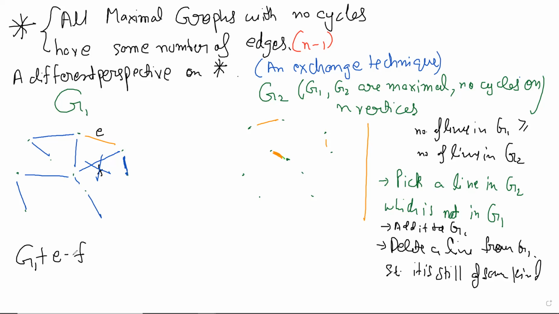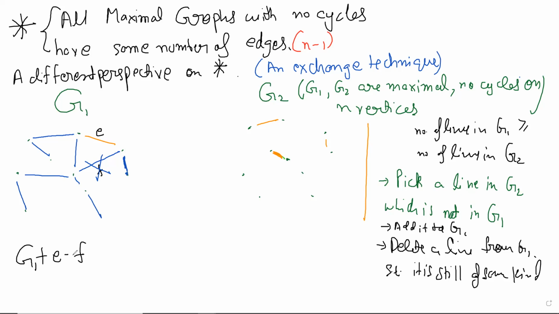And now this new graph, this is a new situation now, right? It's G1 plus E minus F. It's not G1. It is G1 with one edge added from G2 and one edge of its own removed. Okay, but we have absorbed one edge and removed one edge from G1, and absorbed one edge from G2.